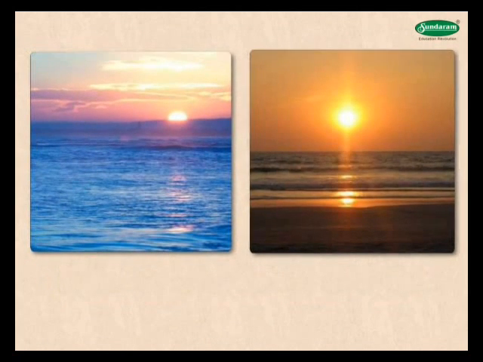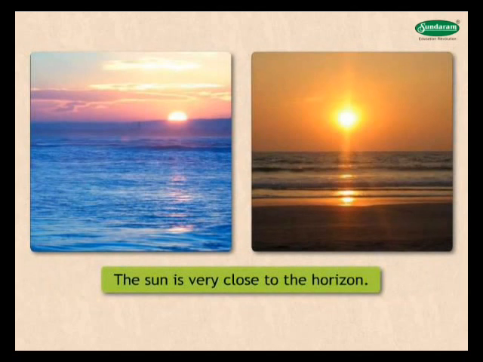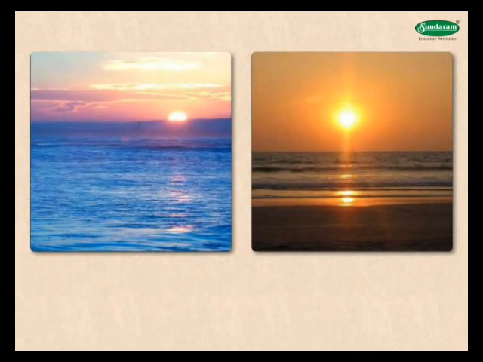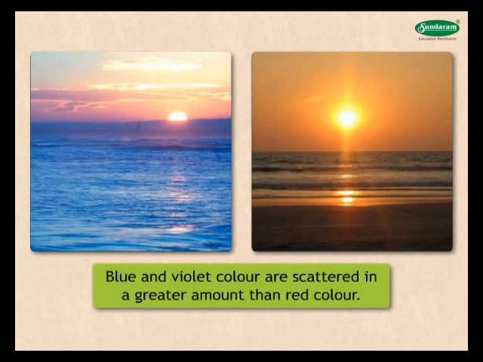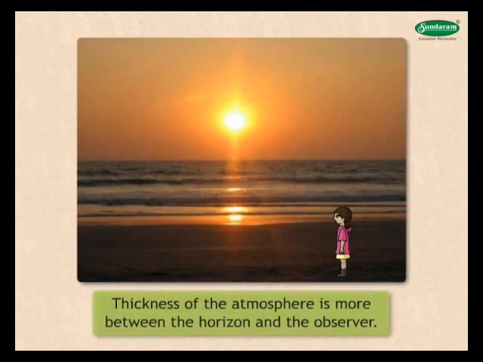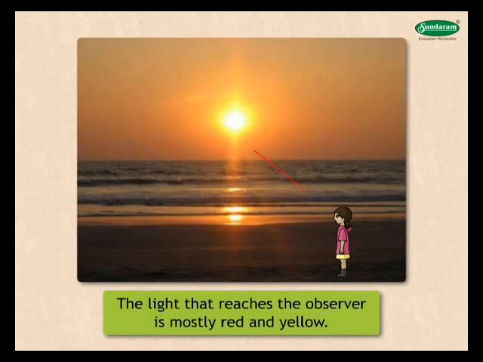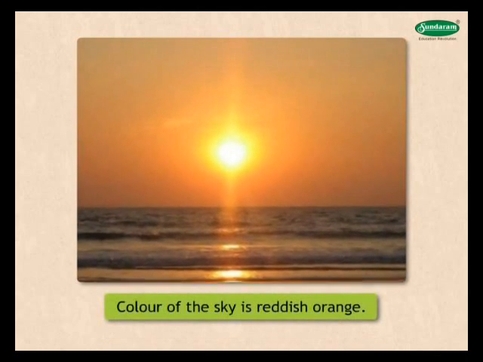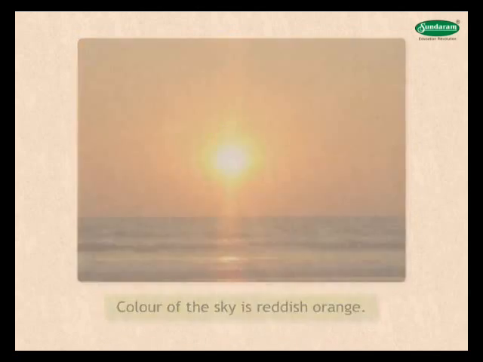At the time of sunrise or sunset, the sun is very close to the horizon. Sunlight has to travel a longer path through the atmosphere to reach the observer. The blue and violet colors are scattered in a greater amount than red color. They are scattered away from the path of light as the thickness of the atmosphere is more between the horizon and the observer. The light that reaches the observer is mostly red and yellow. Hence, the color of the sky is reddish-orange.